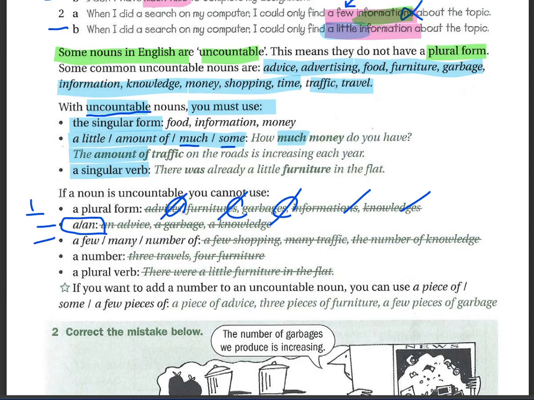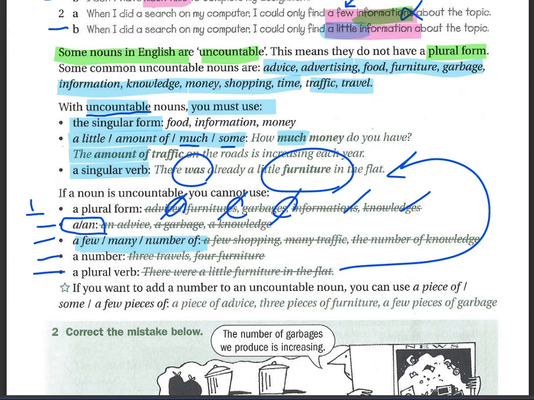Look at the next one. If a noun is uncountable, you cannot use a few, many, number of. A few, many, and number of are for countable nouns, so you cannot use them with uncountable nouns. You cannot use a number with uncountable nouns. For example, you can't say 3 travels, 4 furnitures, 2 informations. No. And a plural verb: "There were a little furniture in the flat." As you can see here, we said we use a singular verb with an uncountable noun.